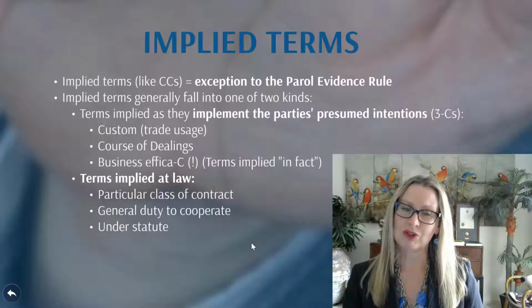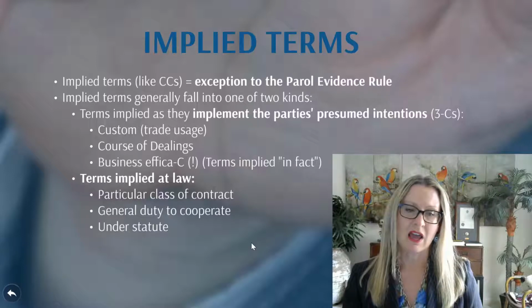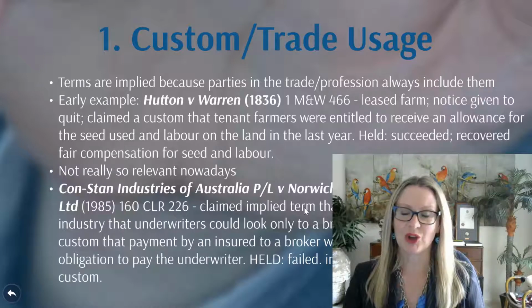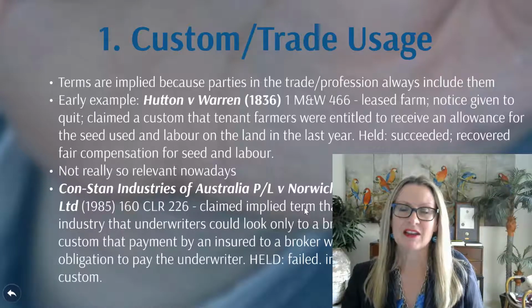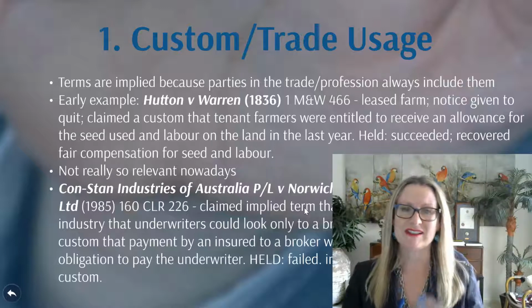You might also find terms implied at law because of something that a piece of legislation, or a statute, says. And here we come across the sale of goods legislation and the Australian Consumer Law. So looking first at the terms that are implied because they represent the presumed intention of the parties, we have the first C, which is custom or trade usage.